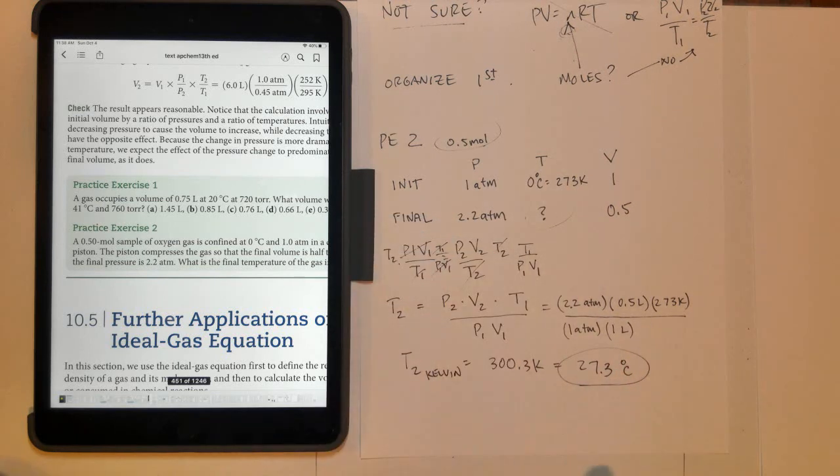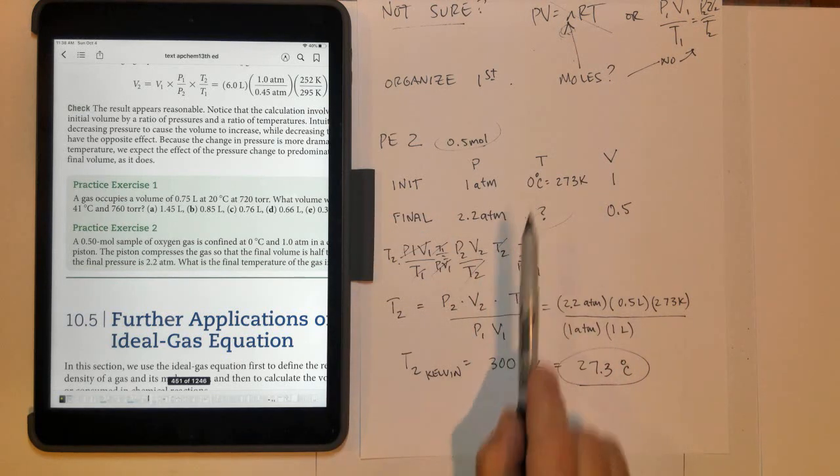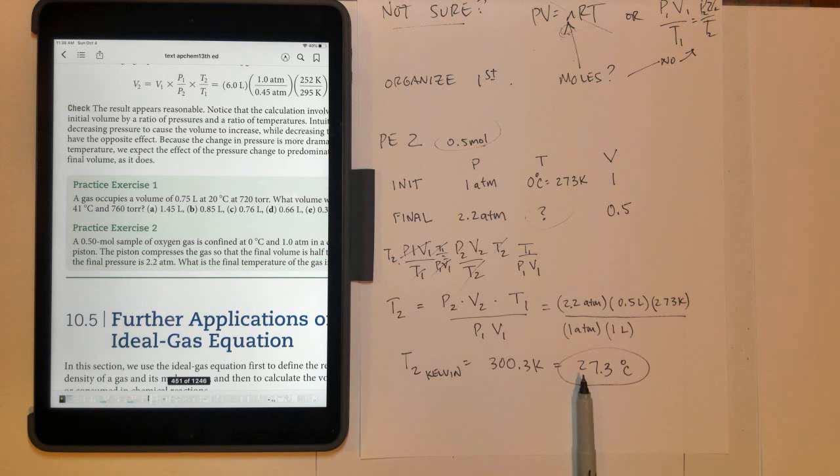So we'll notice that it started at 0 Celsius and it got up to 27 degrees Celsius. It got hotter when those two items changed.